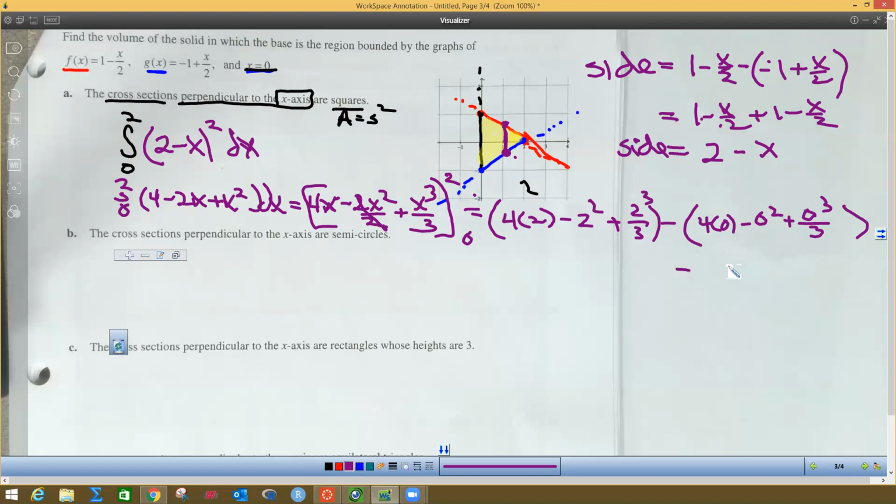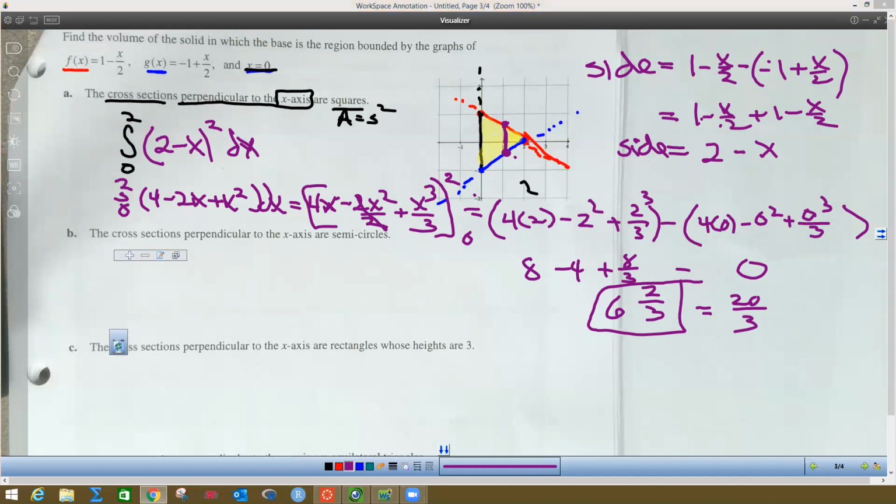I hope we see this whole side over here is 0. So over here I've got 8 minus 4 plus 8 thirds. Okay, so let's see, that's 4, plus 8 thirds. That's 2 and 2 thirds. So this whole thing is going to be 6 and 2 thirds. It's going to be my volume. Now, if you want to write that as 20 over 3, you can. So that would be the volume of the original problem.